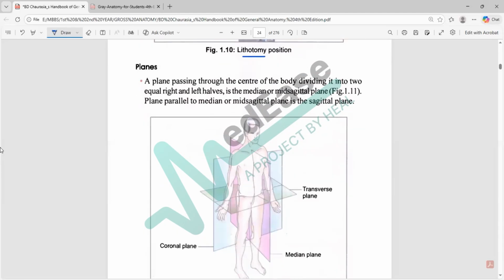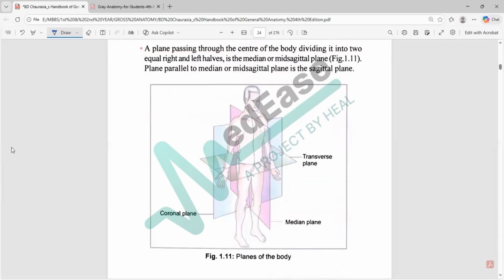Now, when we talk about the planes, we need to remember the three important planes. We have the coronal, median, and the transverse plane. The transverse plane will be dividing the body. Here you can see this is our transverse plane. This will be dividing the body horizontally into the superior part and the inferior part. But when we talk about the coronal plane, we will have the posterior division and the anterior division. And when we talk about the median plane, it will be the left and the right divisions.